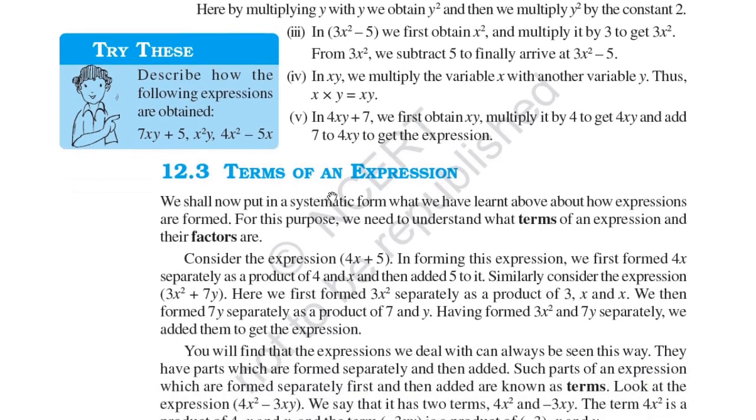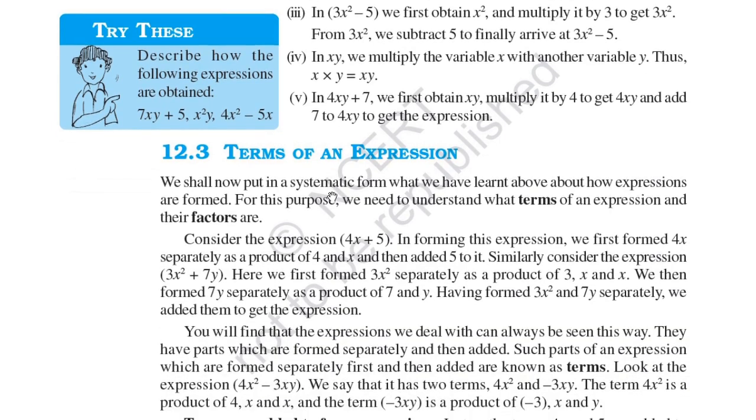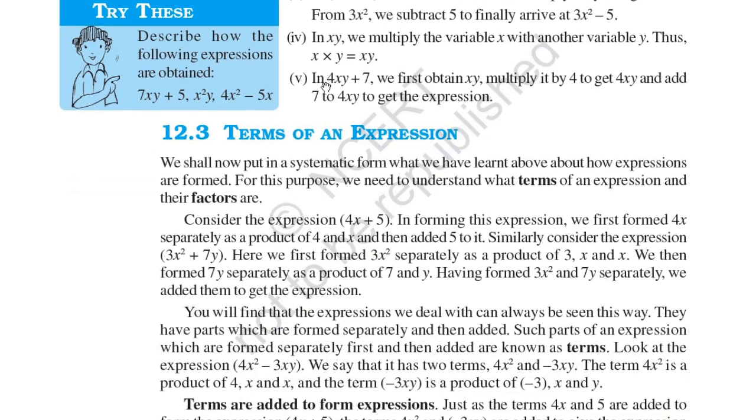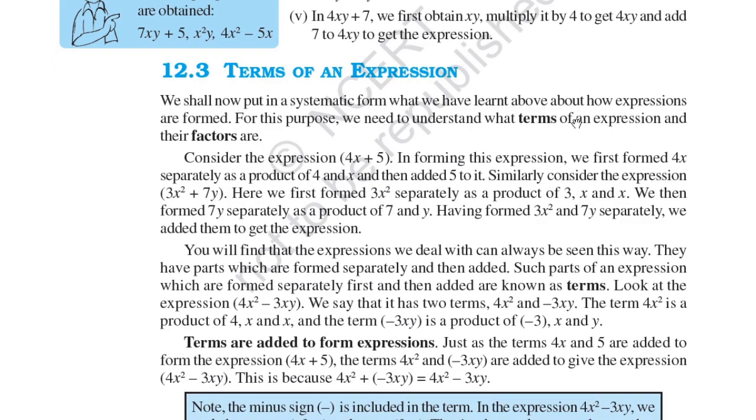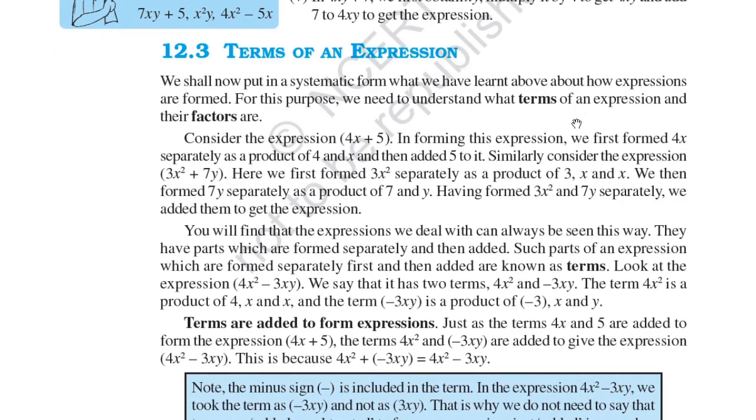Fourth is xy. We multiply the variable x with another variable y, thus we get x into y is equal to xy. Fifth is 4xy plus 7. We first obtain xy, multiply it by 4 to get 4xy and add 7 to get the expression. 12.3 Terms of an expression.